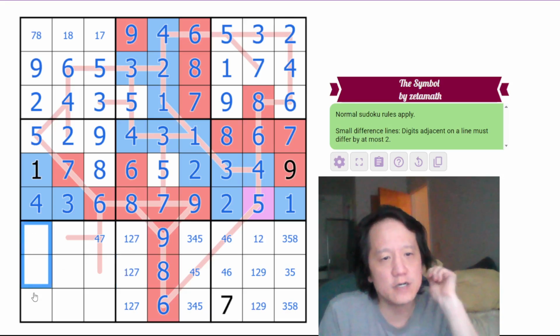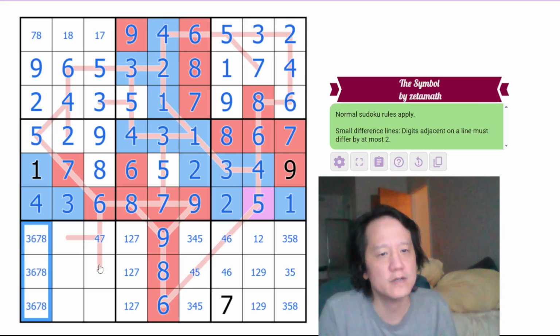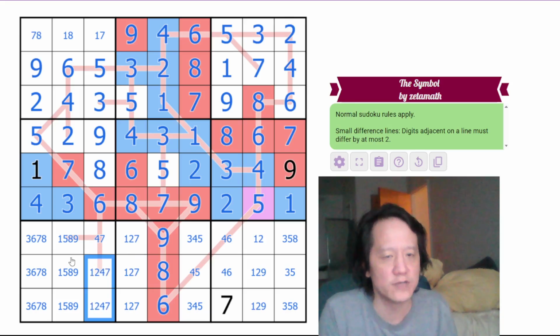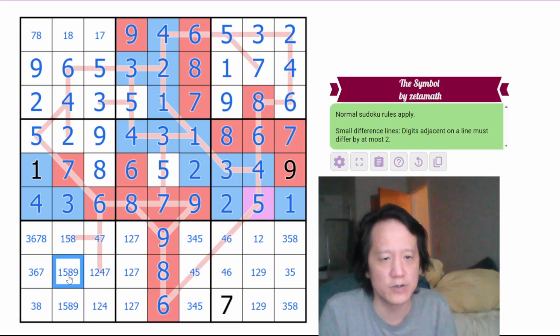Remaining digits in column 1, we have 3, 6, 7, 8. Remaining digits in column 2, we have 1, 5, 8, and 9. And remaining digits in column 3, we have 1, 2, 4, and 7. 7 cannot be here. 7 cannot be here. No 8, no 9 here, no 8 here.